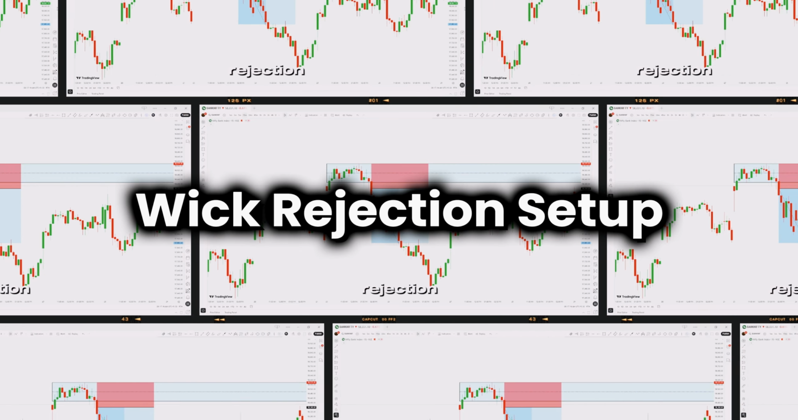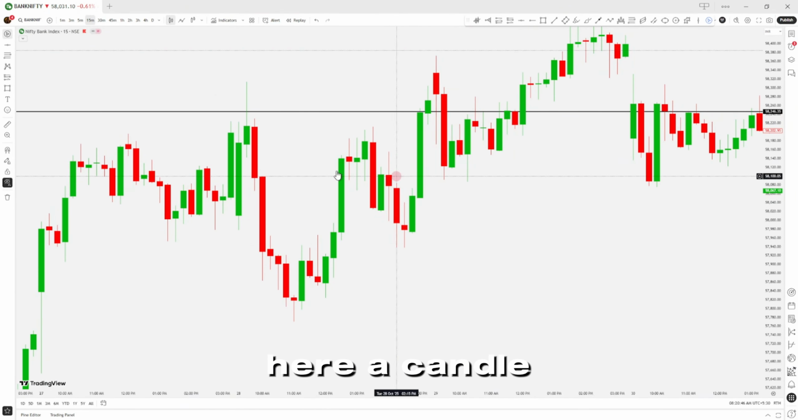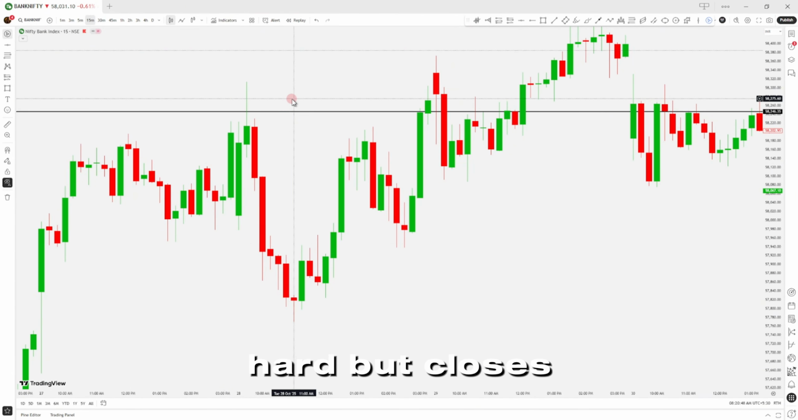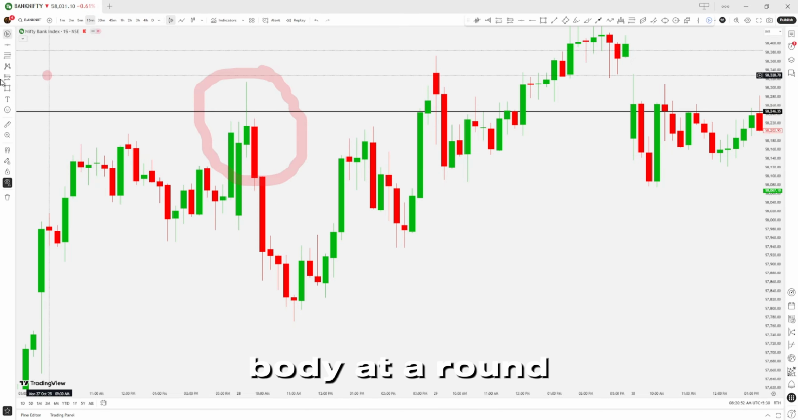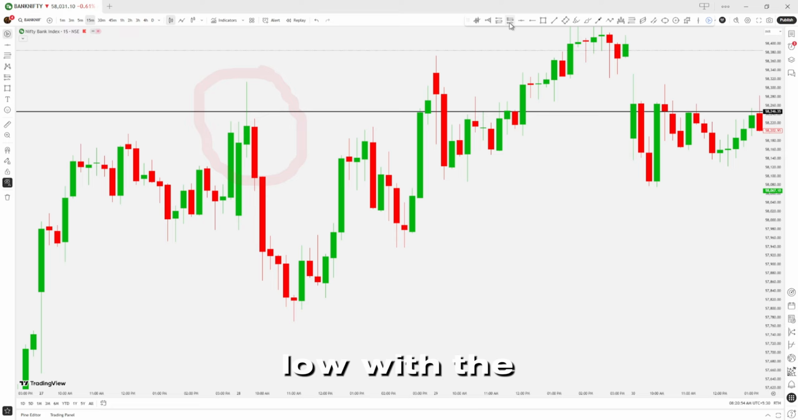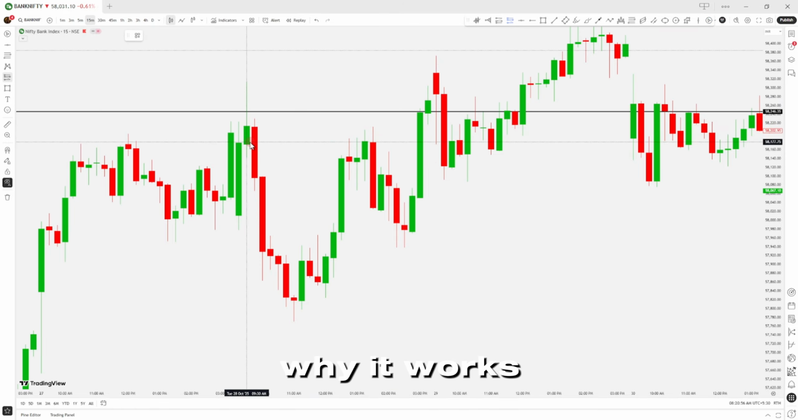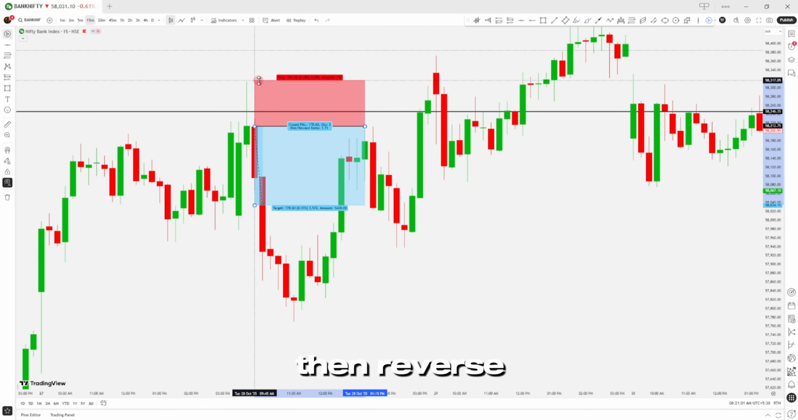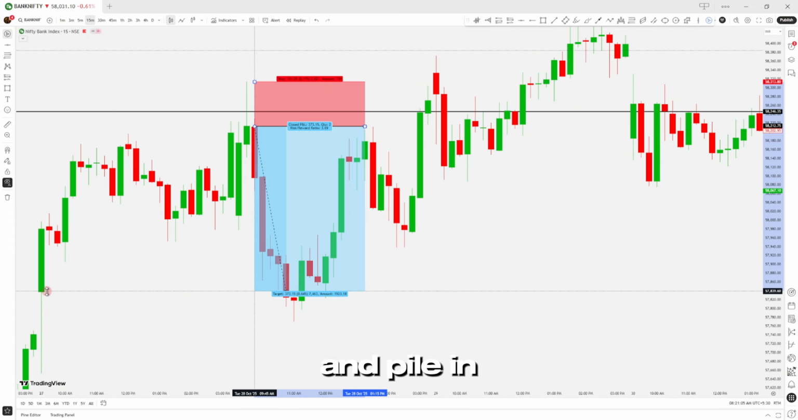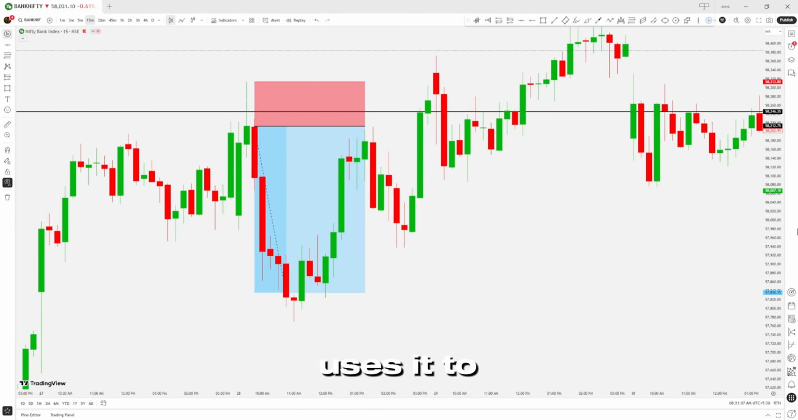Now, the wick rejection setup. Here, a candle wick hits a key level hard but closes away from it, showing rejection. It's a long tail twice the body at a round number or prior high-low, with the close on the trend side. Why it works? Stops cluster at levels, so big players push the wick to hit them, then reverse to take the other side. Small traders see the wick as a break and pile in wrong. Big money uses it to flip.